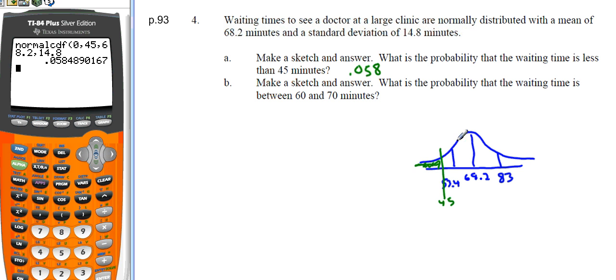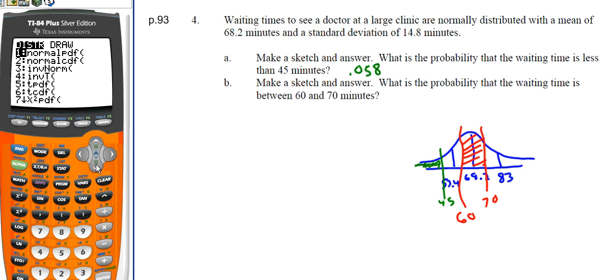What's the probability the waiting time is between 60 minutes, so 60 is about in here or so, and 70 minutes, which is about over here. Alright, if I shade that region, I can see this shaded region is much larger than this other one, so I'm expecting a bigger percentage. But really, we do the problem the exact same way. I'm going to get that normal CDF command.